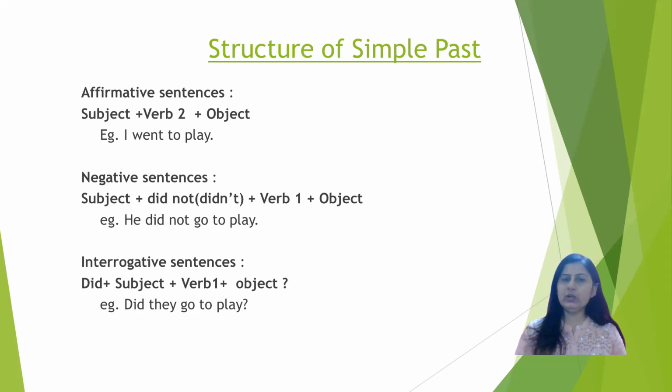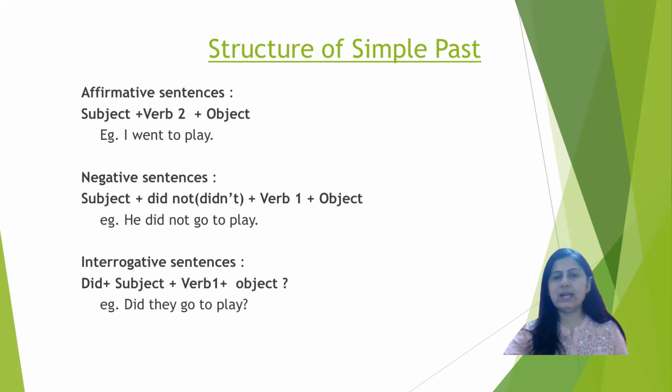Now in case of interrogative sentences, this did will come in the beginning of the sentence followed by the subject, first form of the verb and object. So it will become did he go to play or did they go to play. This did will come in the beginning of the sentence and at the end we will have a question mark. So the sentence will become did they go to play.